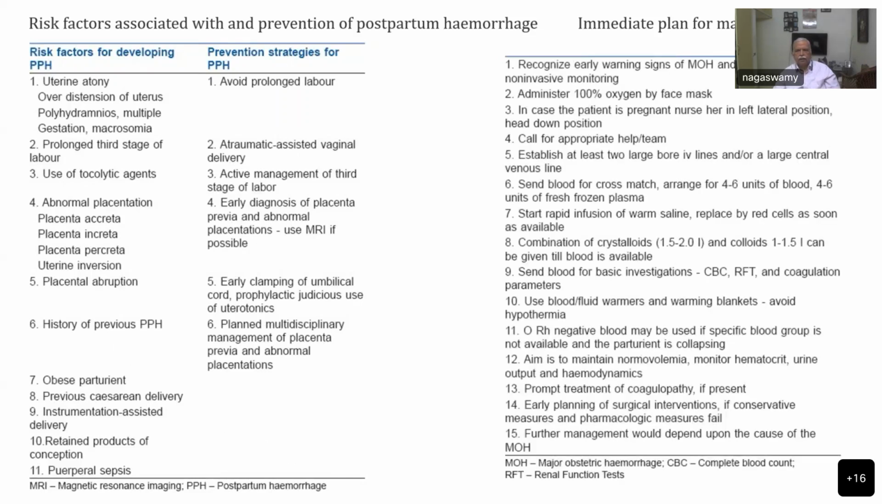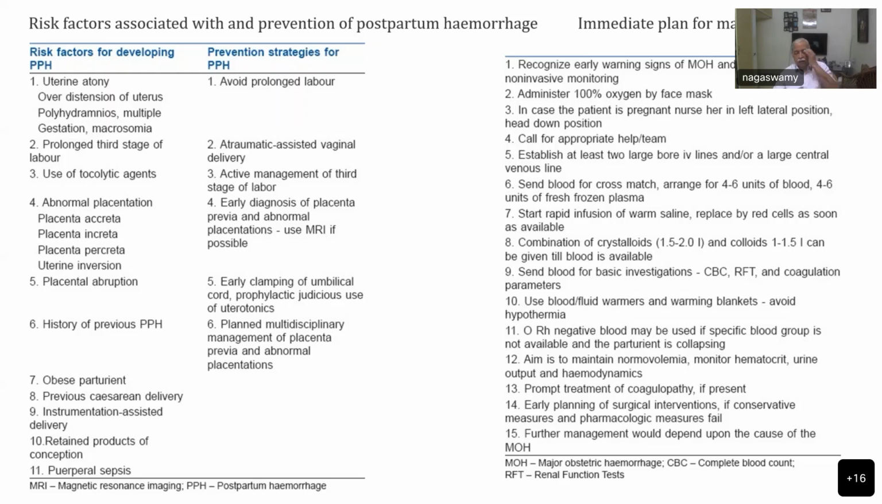We recognize early warning signs. We establish basic non-invasive monitoring. Administer 100% oxygen. In case the patient is pregnant, we use head down position. Call for appropriate help and fill. That is very, very important. And of course, establish large bore IV. Send blood for cross match if it has not been done earlier.